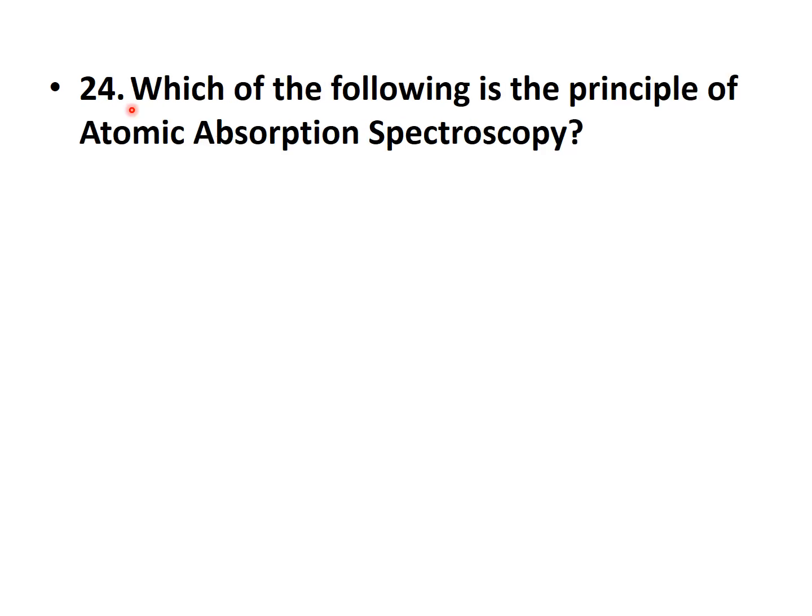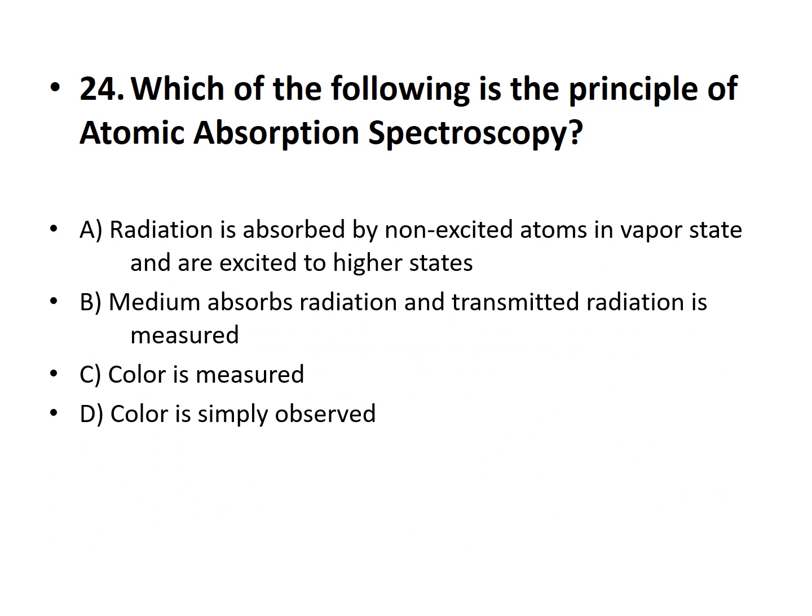The next question is, which of the following is the principle of atomic absorption spectroscopy? So let's find which one is the principle. A, radiation is absorbed by non-excited atoms in vapor state and are excited to higher state. So it seems to be, but see the other options as well. B is the medium absorbs radiation and transmitted radiation is measured. Then C is the color is measured, and D, color is simply observed. So let's see which is the more appropriate answer.